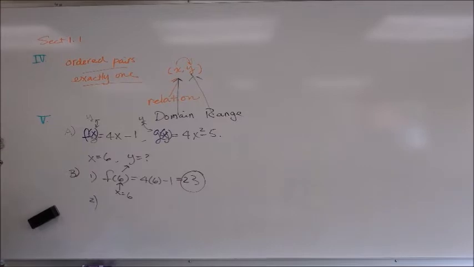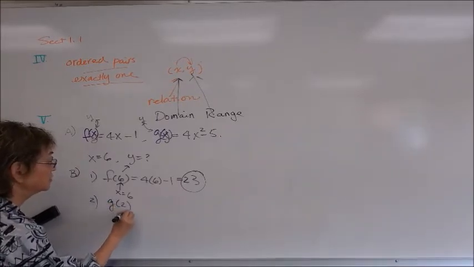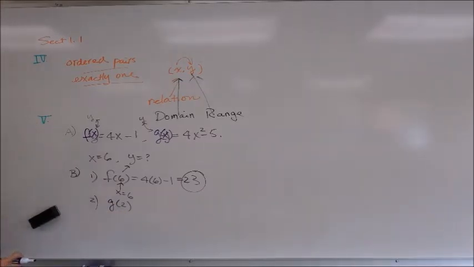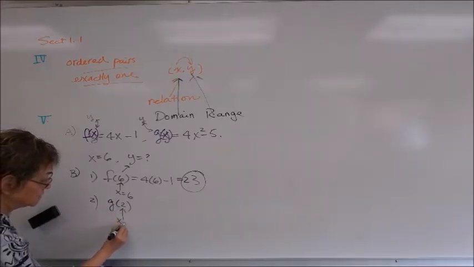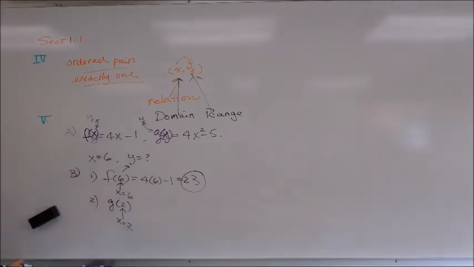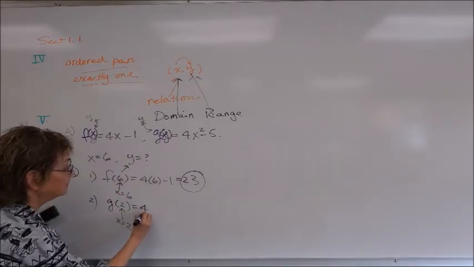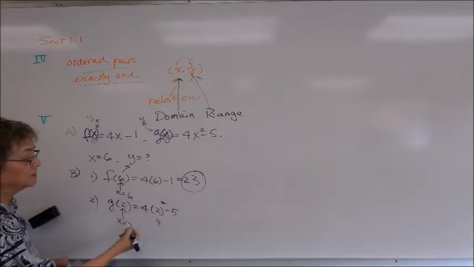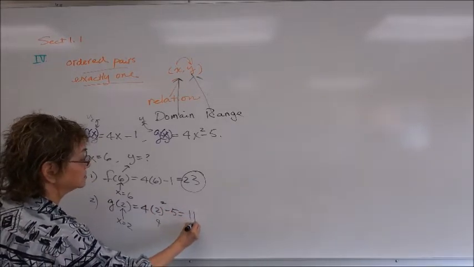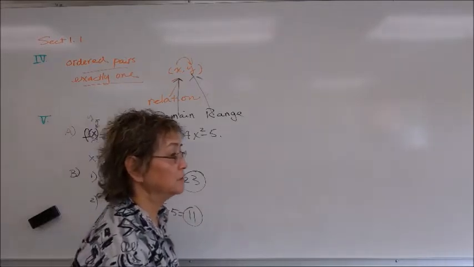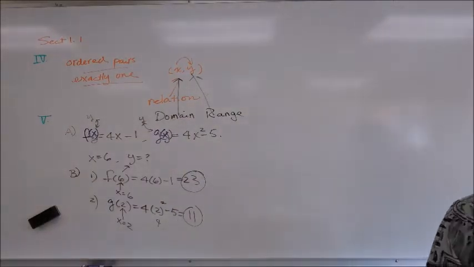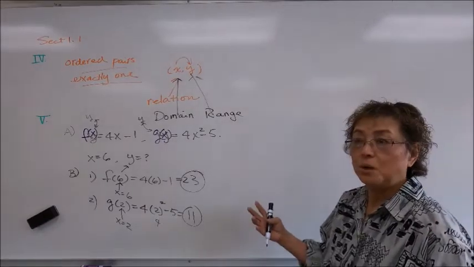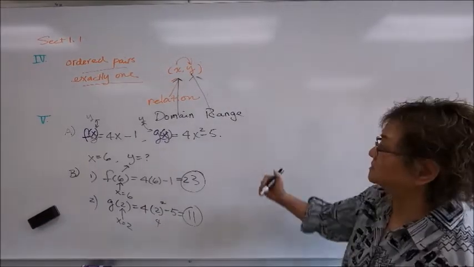So we are learning the symbols of functions. If I ask you g of 2, what do you need to do? It means when x is 2, what is your y? Which function are you going to use? Use g. So you plug in 4 times 2 squared minus 5. This is 4 times 4, 16, minus 5. So the answer is 11. Doing it is not that hard, but you need to know what the symbols mean.